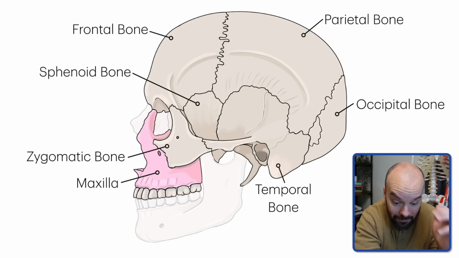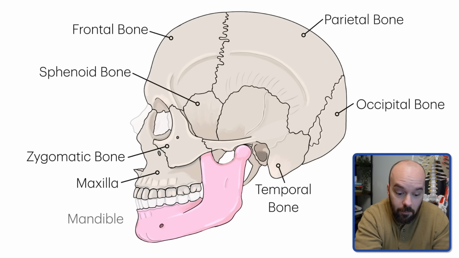All right, let's jump back to our diagram. After the maxilla, up next we have the mandible. And so the mandible is going to be the jawbone. It's the one movable bone of the skull. It will connect to the teeth, the bottom row of teeth right there.